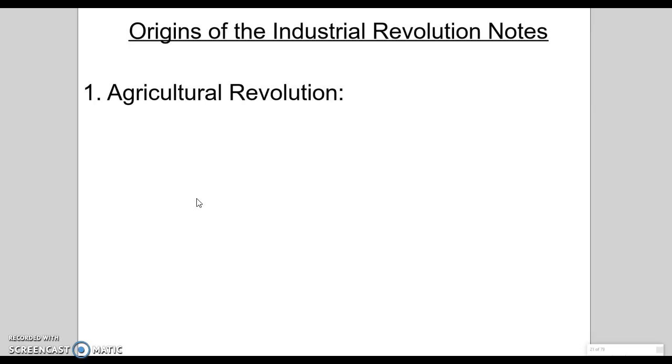So for each of these pictures, I'm giving you a title. So in your notes, I want you to give me the heading, the origins of the Industrial Revolution. And then I'm going to have you write down the title and basically the synopsis of that picture for each one. These notes are going to be your exit slip or what you will take a picture of to submit to me for this assignment.